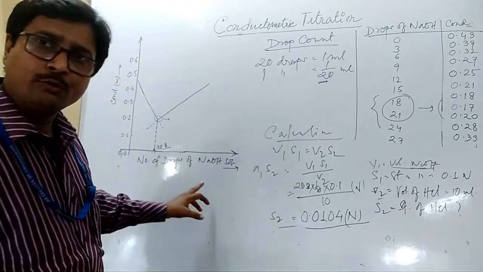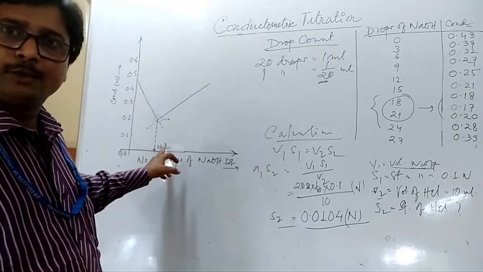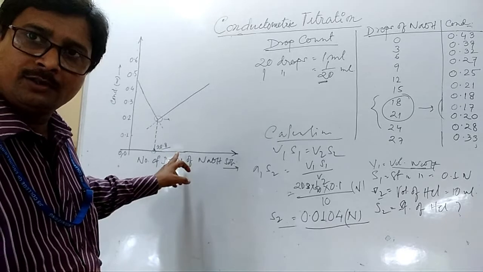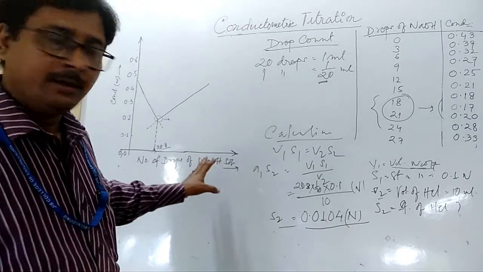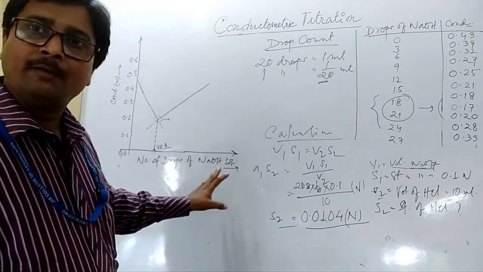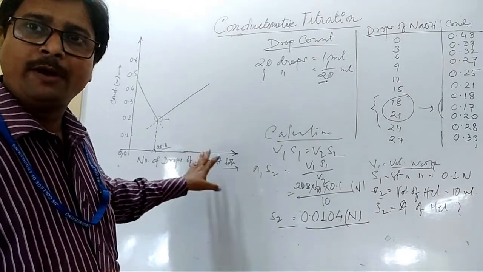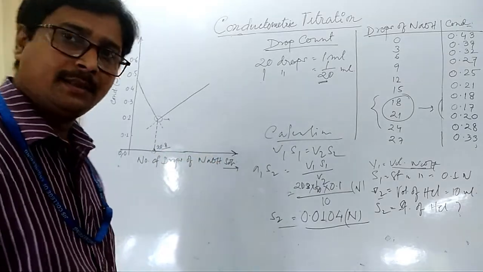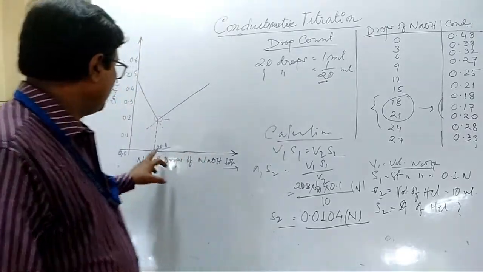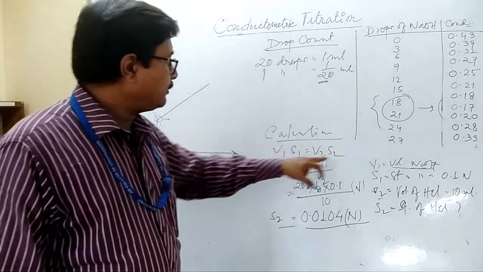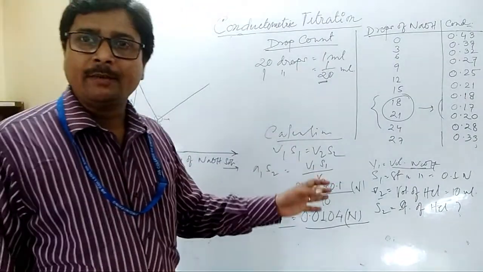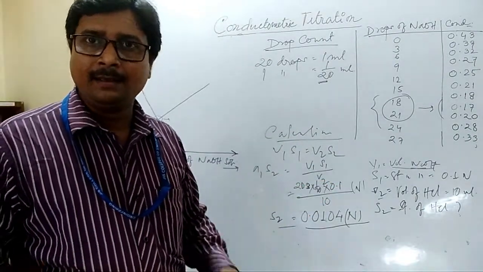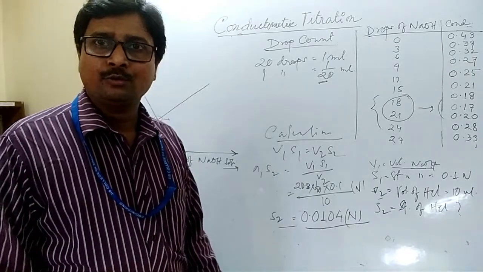From the graph, what did we get? From the graph we got, say, 20.8 drops of NaOH, which is required to neutralize the HCl. Now the calculation is done because, if you remember the aim, we have to determine the unknown strength of HCl by standardized NaOH conductometrically.